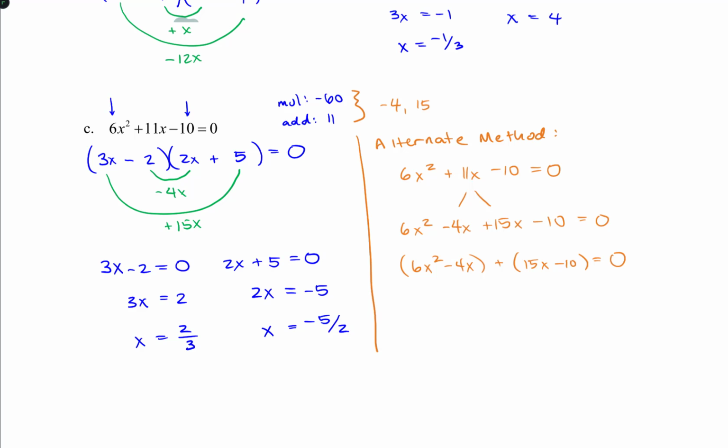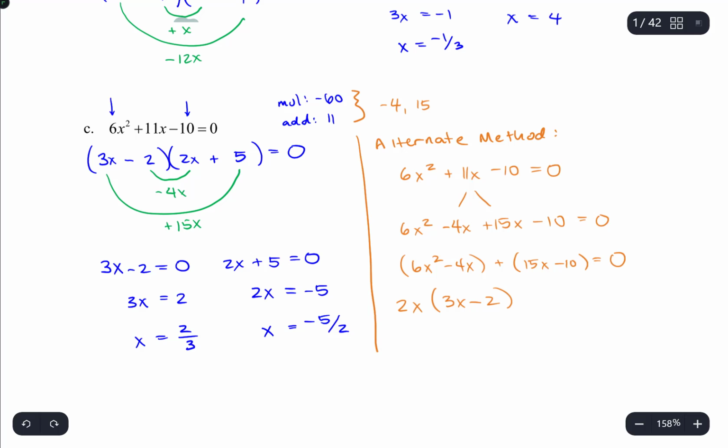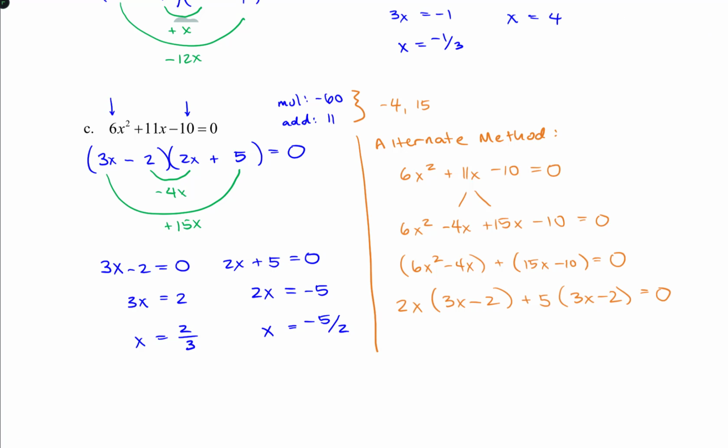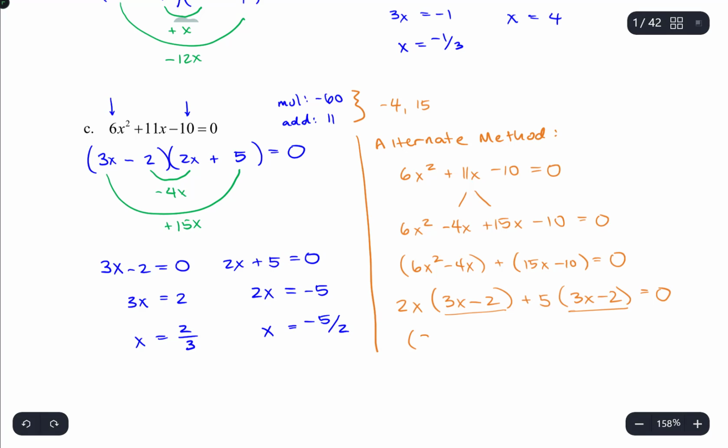So let's pull out those common factors. Among 6x squared minus 4x, I could pull out 2x, and that would leave me 3x minus 2. And if I pull out a 5 from the second set of parentheses, that would also leave me 3x minus 2. Then, at this point, if you'll notice, 3x minus 2 appears in both terms that remain. So it's a common factor. And you can always pull out a common factor. And if you pull a common factor of 3x minus 2 out of this full term, you're left with 2x. And if you pull it out of this full term, you're left with 5.